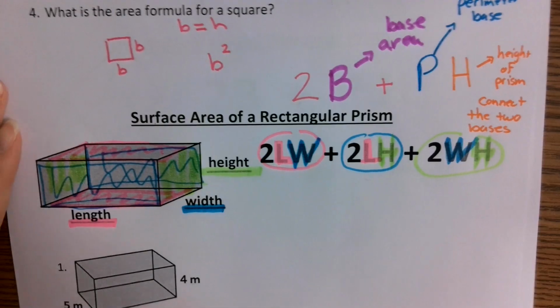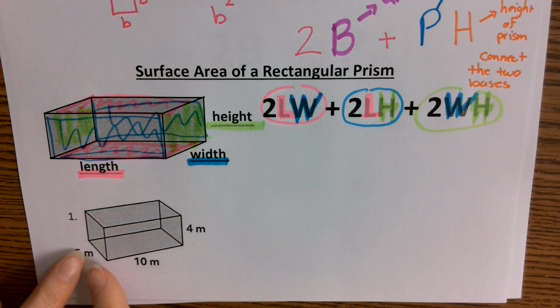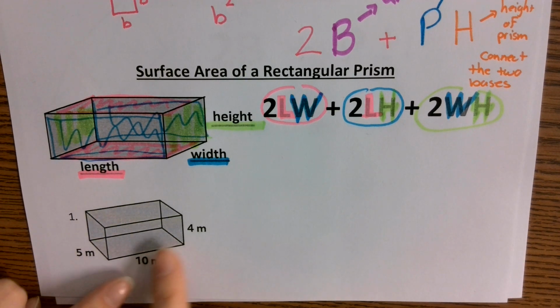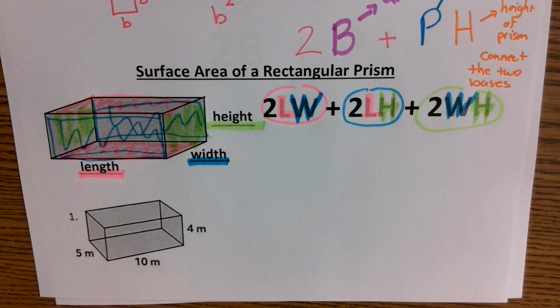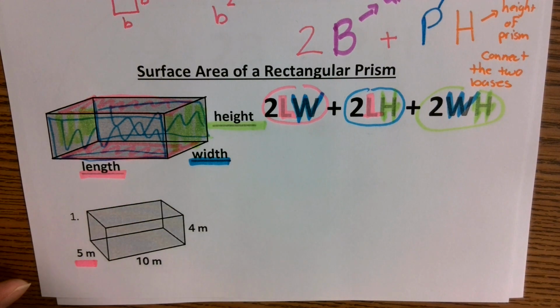Okay? So if we're taking a look here at problem number 1, we have a 5 by 10 by 4. It does not matter which one you are labeling as your length, which one you label as your width, which one you label as your height, because depending on how you turn it, it will change which one is length, width, and height. But they're all going to come out the same. So I'm just going to go ahead and identify my 5 as my length.